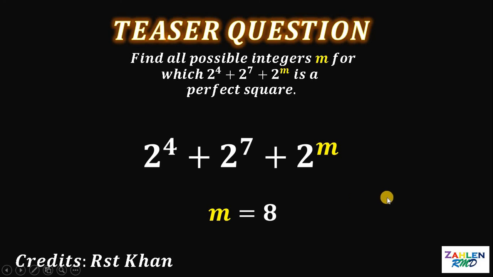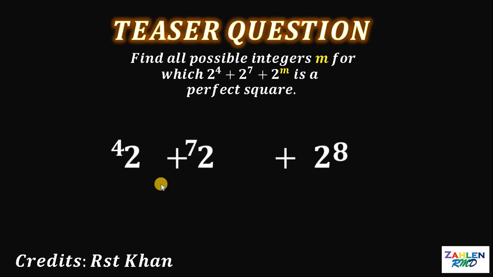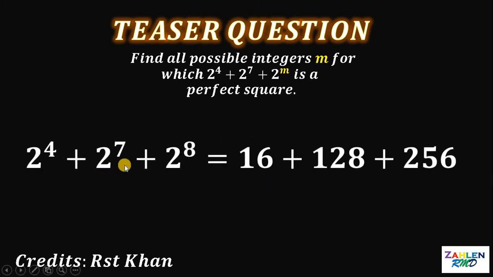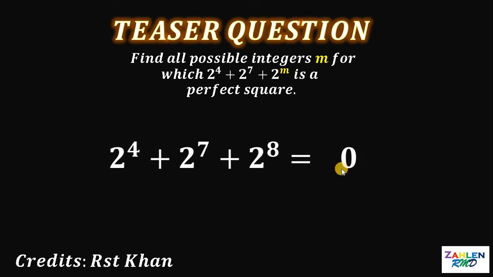Now, to double check our answer, let's replace m with 8 and then evaluate. 2 raised to the 4th power is just 16. 2 raised to the 7th power is 128. 2 raised to 8 is 256. Now, 16 plus 128 plus 256 will give us exactly 400. And 400, we know, is equivalent to 20 squared. Therefore, 400 is a perfect square.